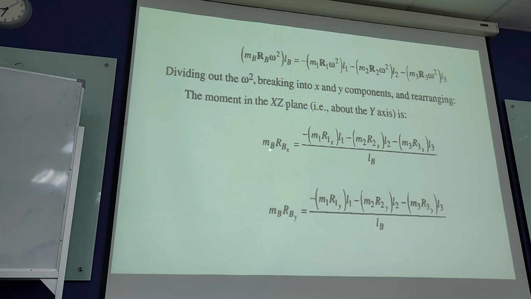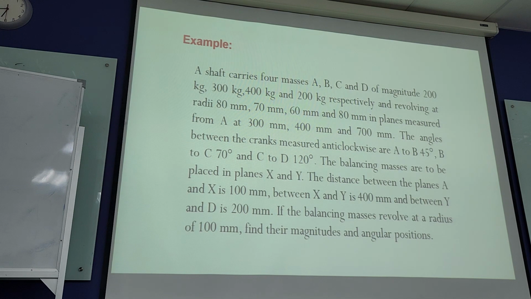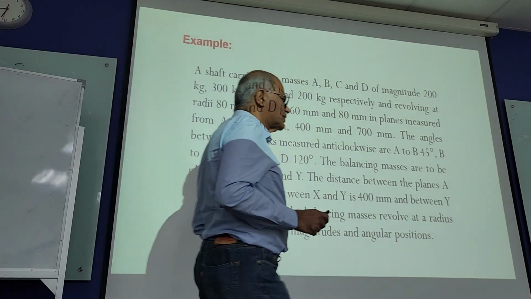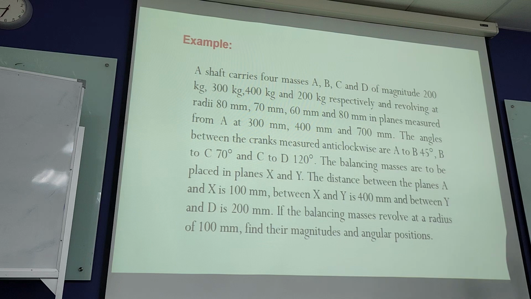From this you can calculate the x component of MBRB. You can see omega square you can take out from all the terms. Similarly, you can write it for MBRB y. So when you want to do analytical calculation, we just use these equations. Now let us do an example.